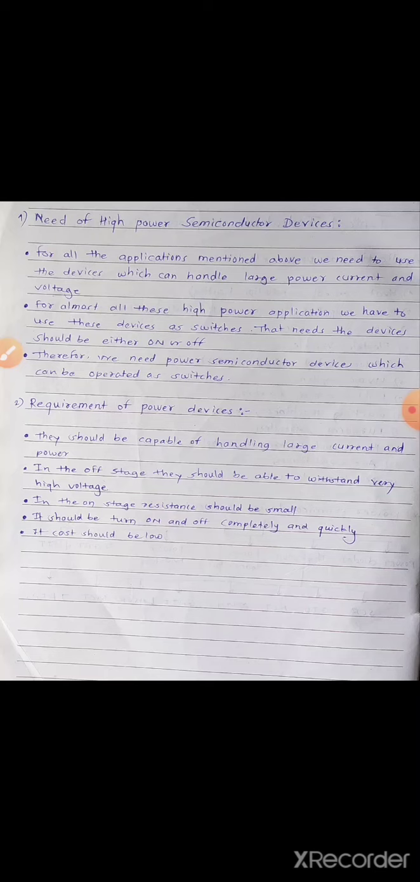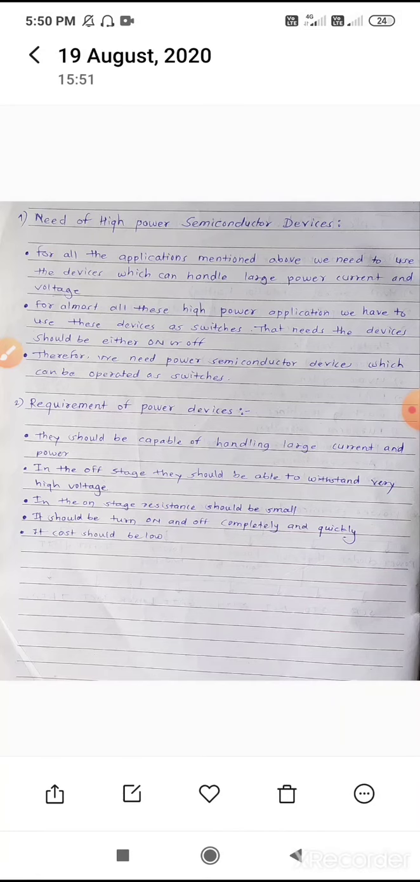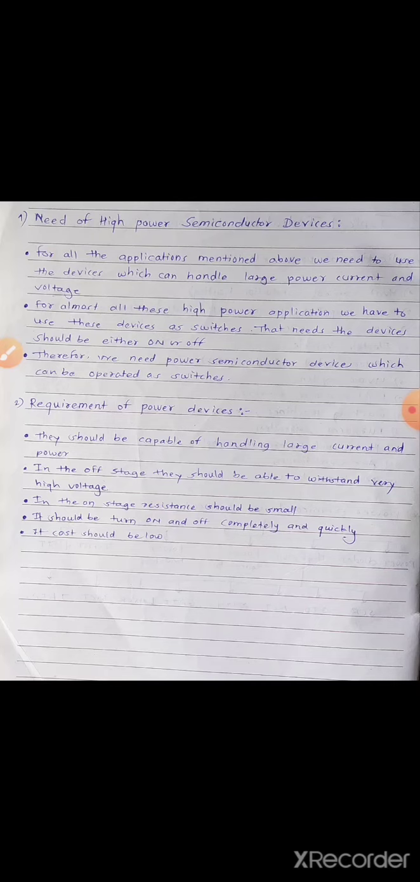Okay, so what is the requirement of power devices? These devices should be capable of handling large current and large power. In the off state, they should be able to withstand very high voltage. In the on state, resistance should be small. They should be turned on and off completely and quickly, and the cost should be low.